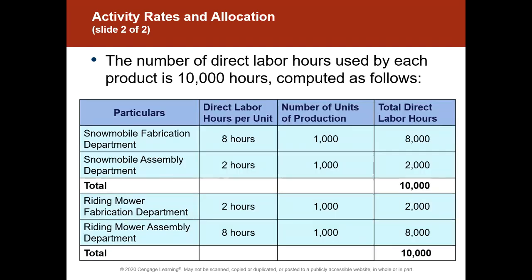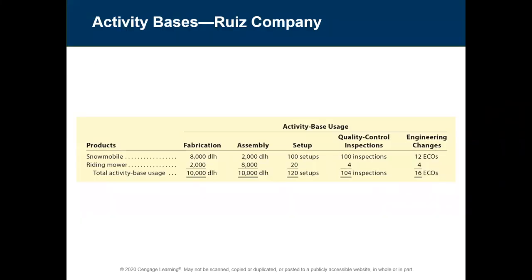So what we find out is that the number of direct labor hours used by each product is 10,000 hours. So snowmobile is doing 8,000 hours in fabrication and 2,000 hours in assembly, whereas the mowers are doing a lot more in assembly than fabrication. That's fine. All right.